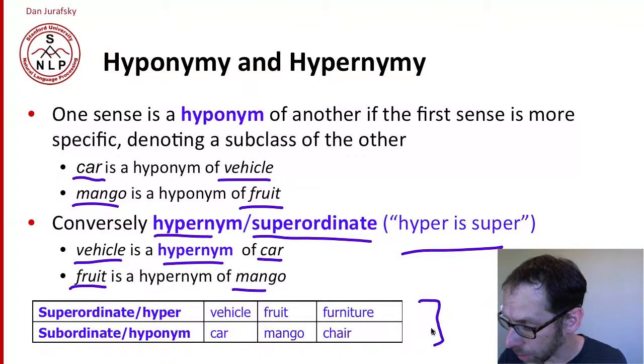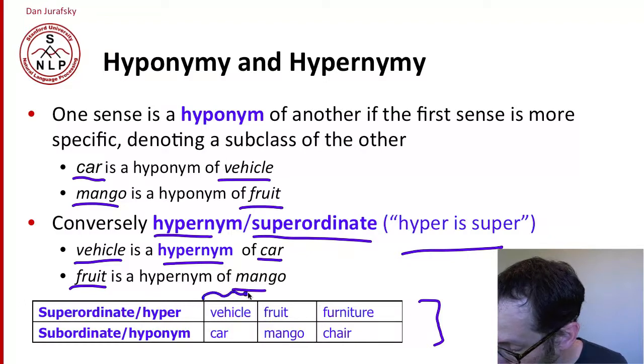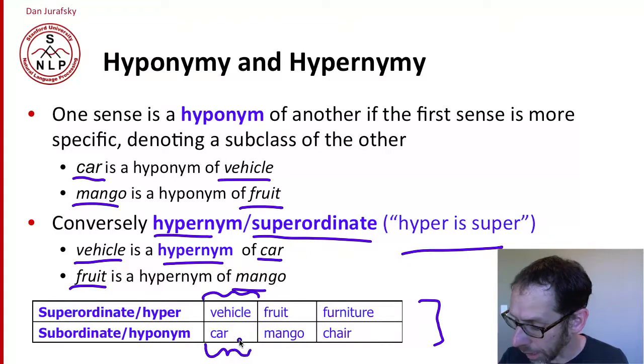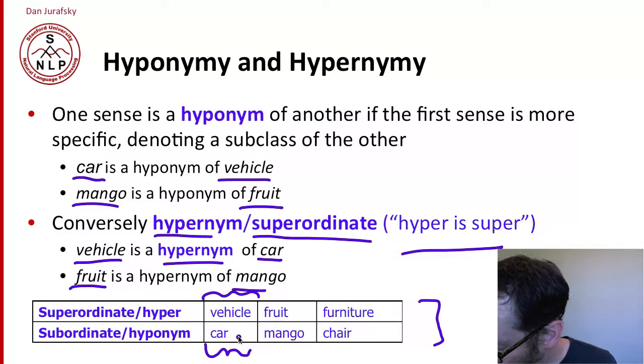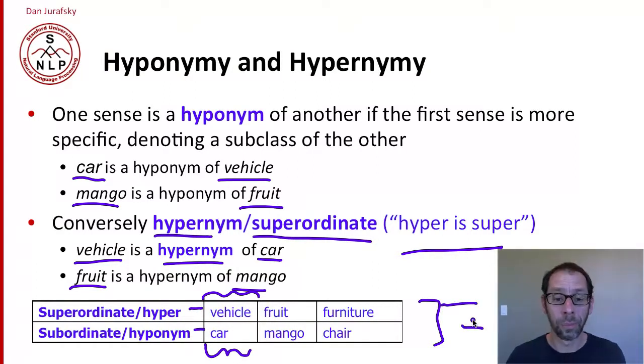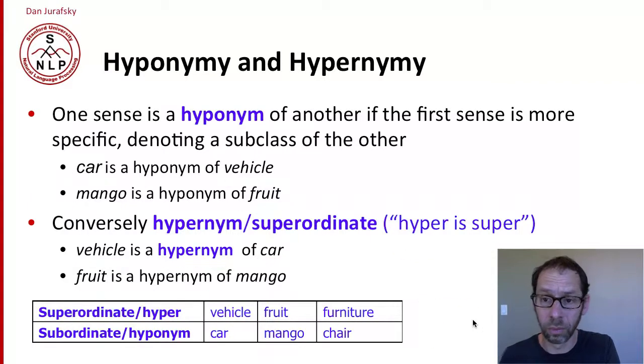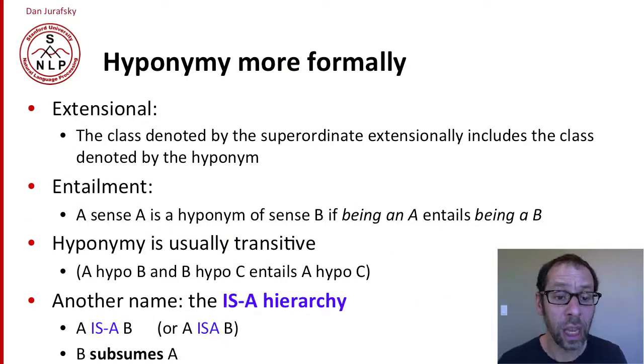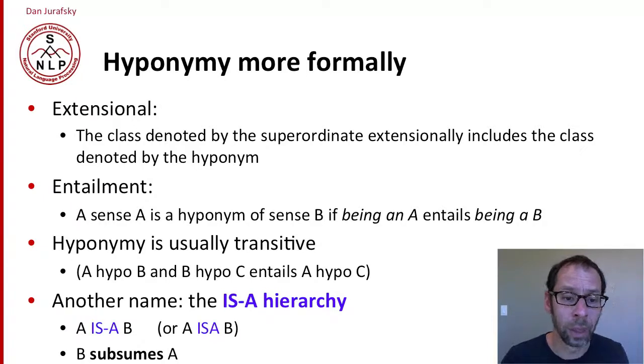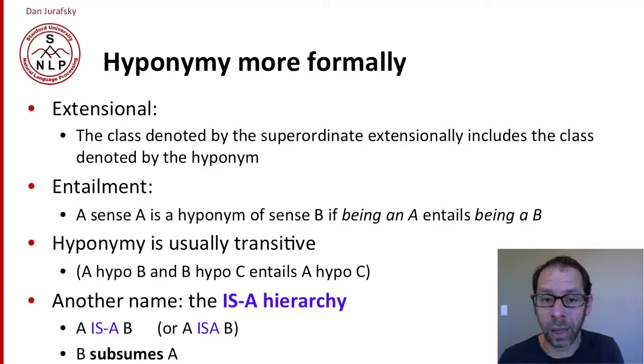And so I've given you some examples here with the superordinate like vehicle and the subordinate like car. So hypernyms, hyponyms, or superordinate, subordinate will be synonyms here. Now, more formally, we say that the class denoted by the superordinate or hypernym extensionally includes the class denoted by the hyponym. We can define hyponymy also by entailment. We say a sense A is a hyponym of sense B if being an A entails being a B.